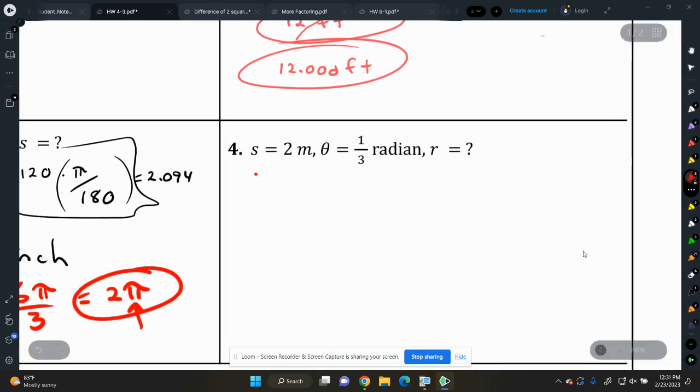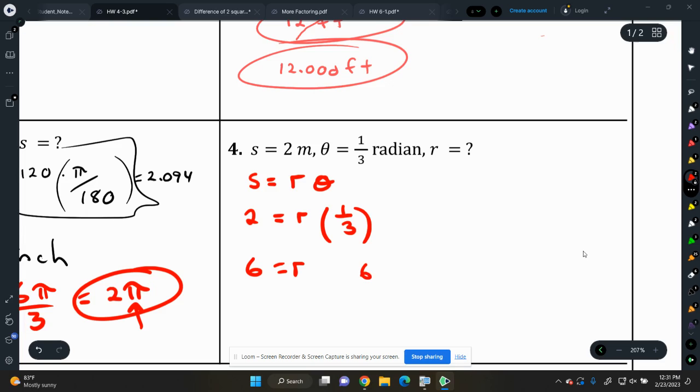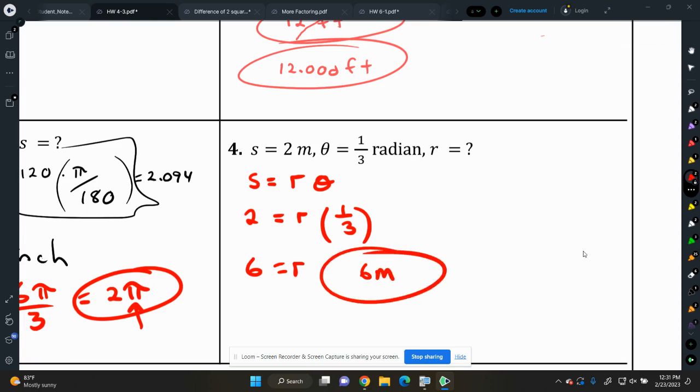Okay, here we're looking for r again. So s is equal to r theta. So we're going to do 2 meters. The theta is in radians because there's no degree mark there. So I'm going to multiply by 3 on both sides. So r equals 6. So we're looking at 6 meters.